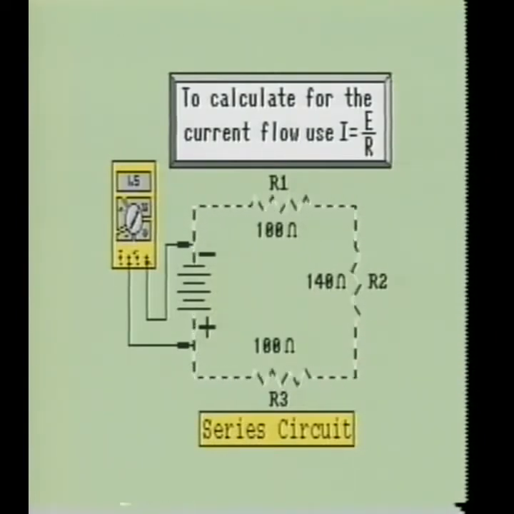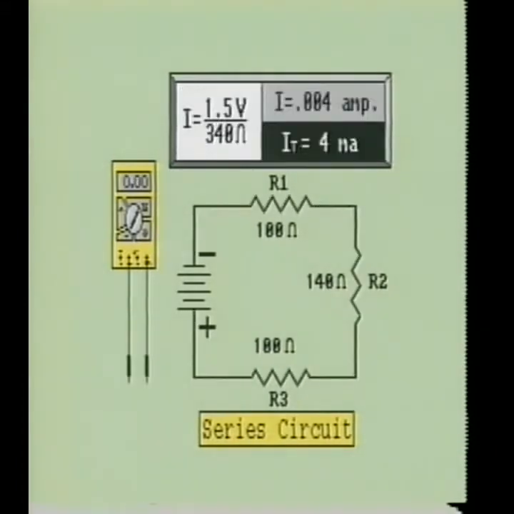Now we know the resistance of the circuit is 340 ohms and the voltage being applied to the circuit is 1.5 volts. By knowing these two values, we can calculate for the current flow through the circuit. We accomplish this by using Ohm's law, formula I equals E over R. When we divide 340 ohms into 1.5 volts, we acquire a value of 0.004 amps, or 4 milliamps, which is used to indicate 4/1000th of an ampere of current.